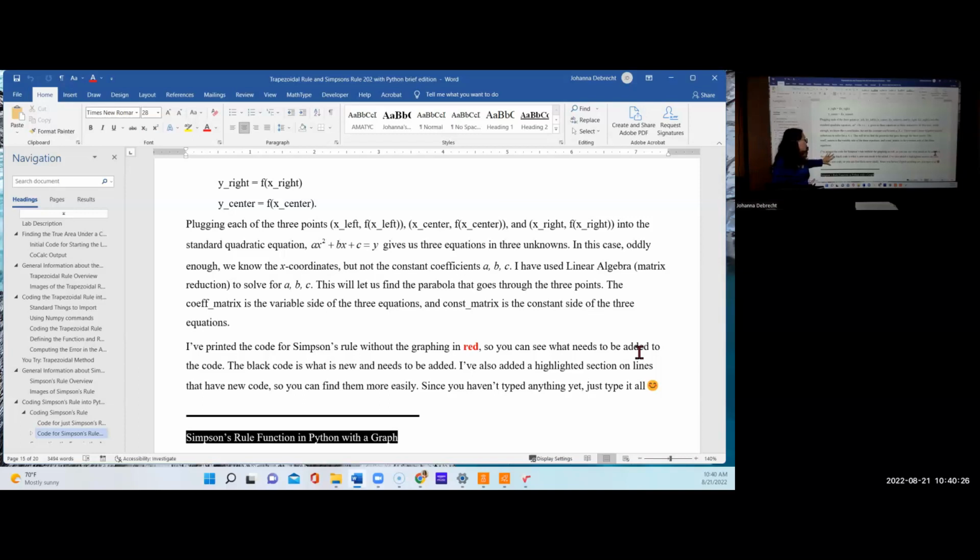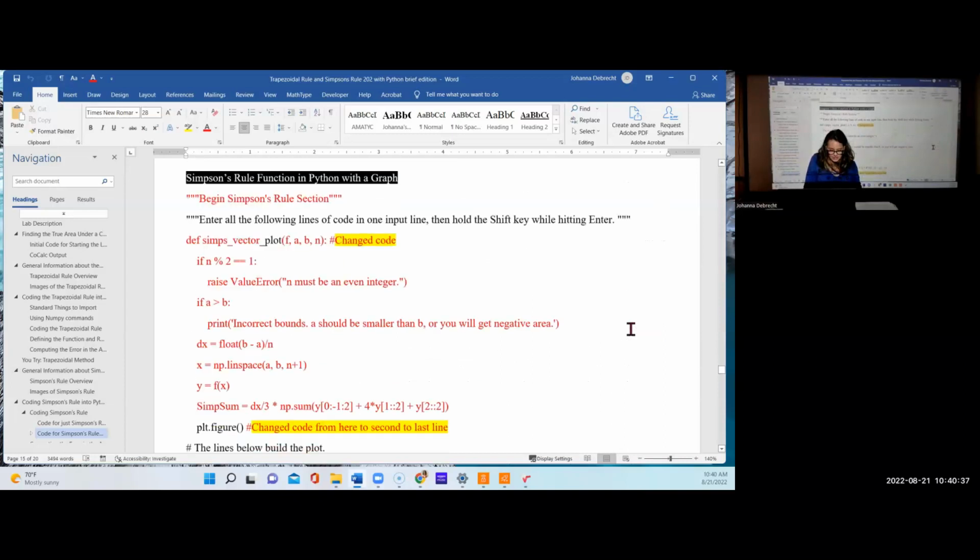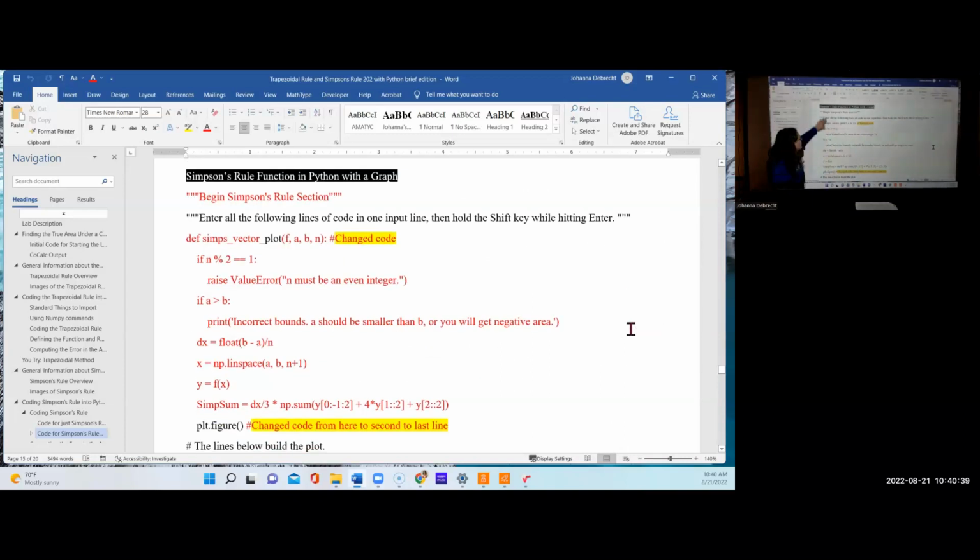I've printed the code for Simpson's rule down here without the graphing in red so that you can see what's actually being added. The black code is what's new and what needs to be added to the code. So this is what we've already coded here in red. We've already put all this in, and this is producing the approximation using Simpson's rule.